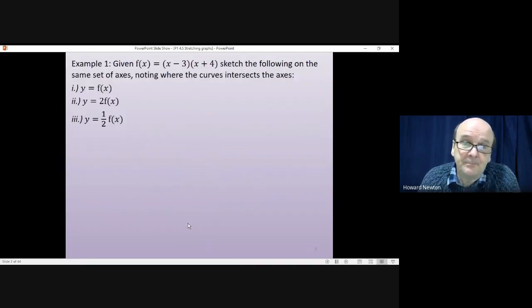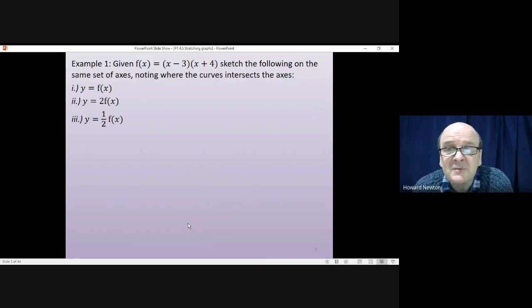So for example, if you had f of x equals x minus 3 times x plus 4, have a go at sketching the following on the same set of axes. First of all, the original function, then 2 times the function, and then half times the function. Pause the video, have a go, and come back to me when you're ready.